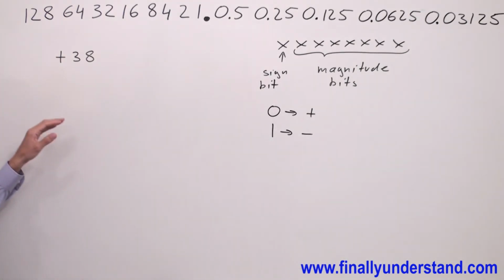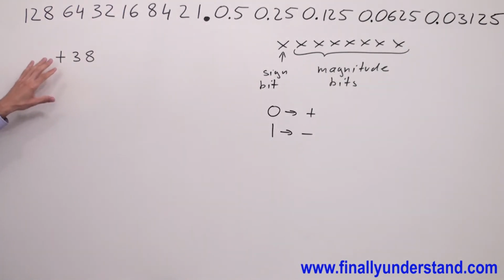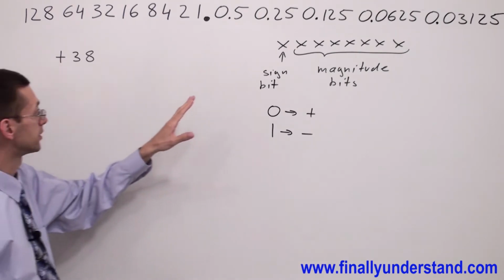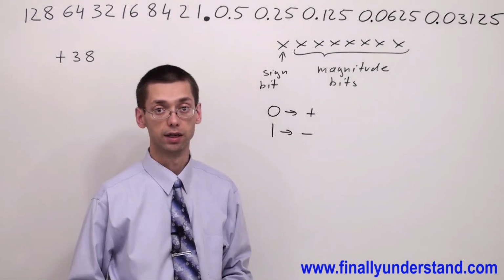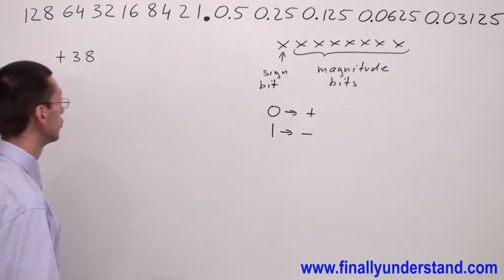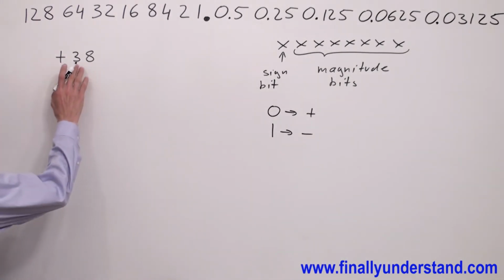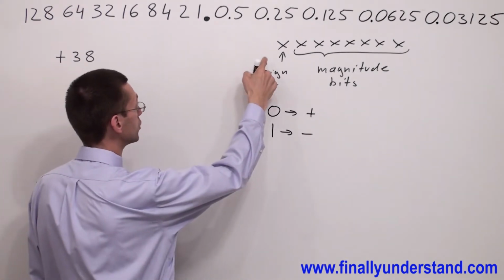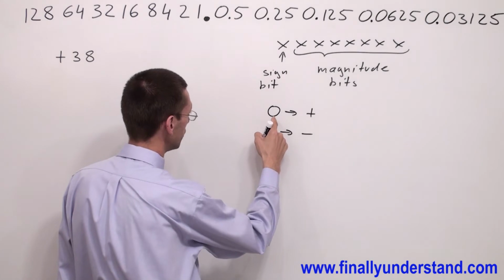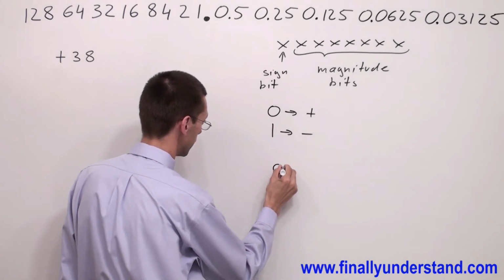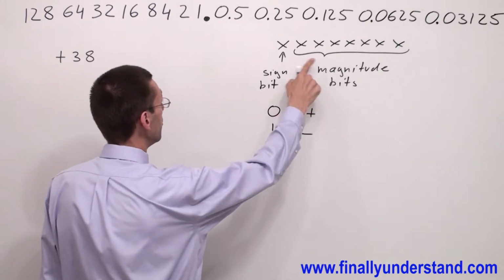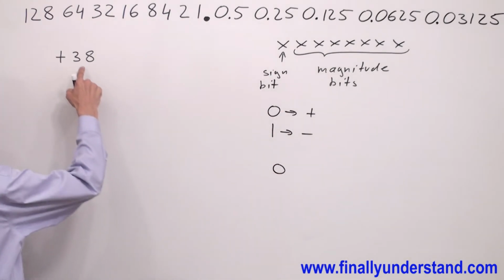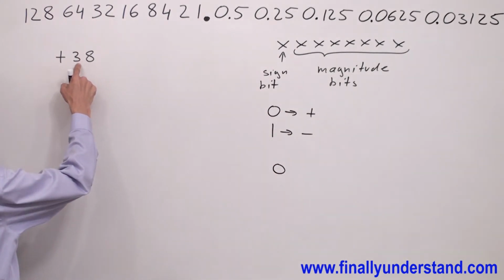This time I'm supposed to express positive 38 as a sign magnitude binary number. So what am I supposed to do first? Please notice that this number is positive. That's why the very first bit has to be 0. The remaining bits are going to represent my magnitude, 38.